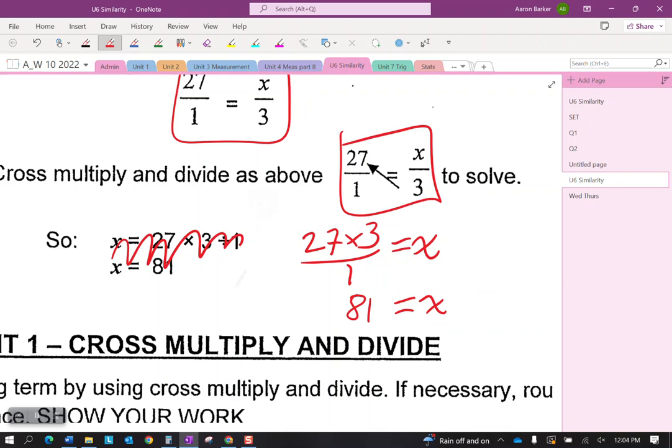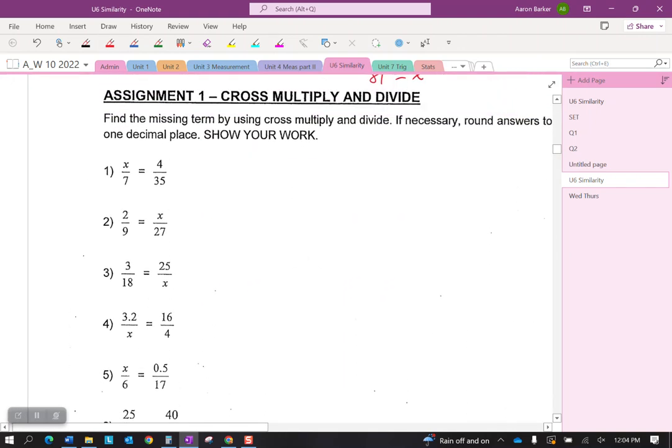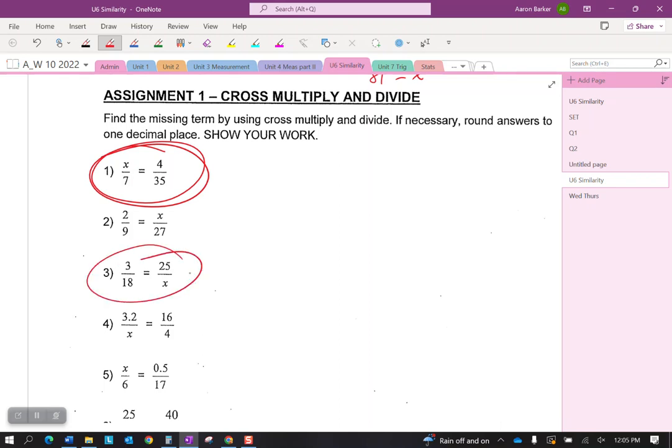Okay. All right, so that's the first lesson, assignment 1 you can complete. Remember, you don't need to flip it like for question 1 because x is on the top. But question 3, x is on the bottom, so you'll need to flip that first.